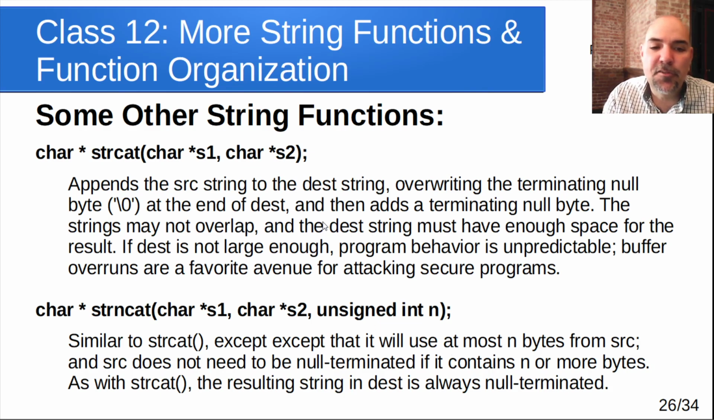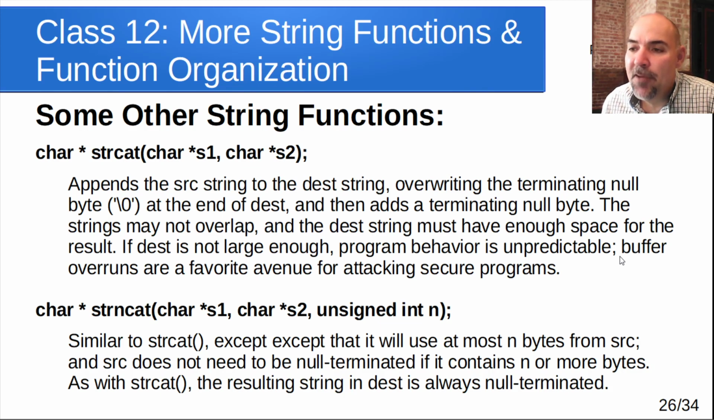Notice it says that here in the description. It says the destination string must have enough space for the result. If the destination is not large enough, program behavior is unpredictable, meaning that it'll run off the end of that buffer. It doesn't check that for us. And also notice that the official documentation says buffer overruns are a favorite avenue for attacking secure programs.